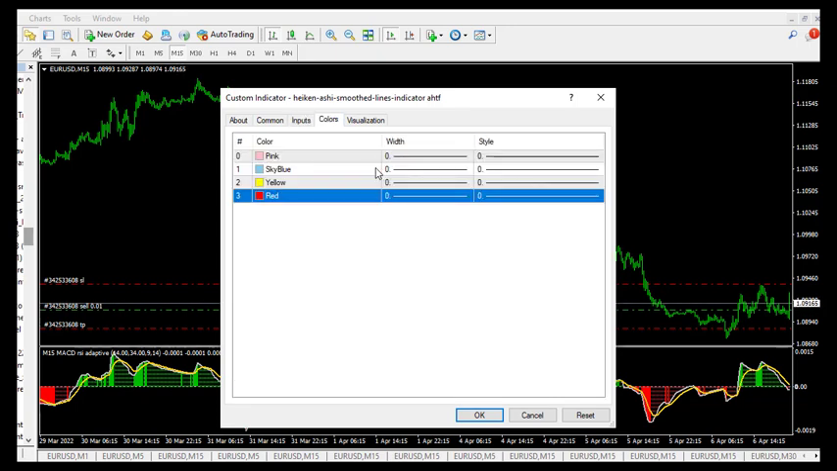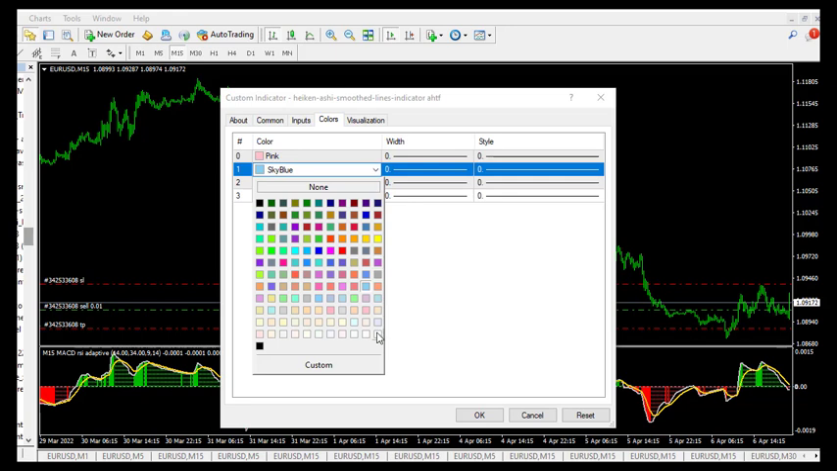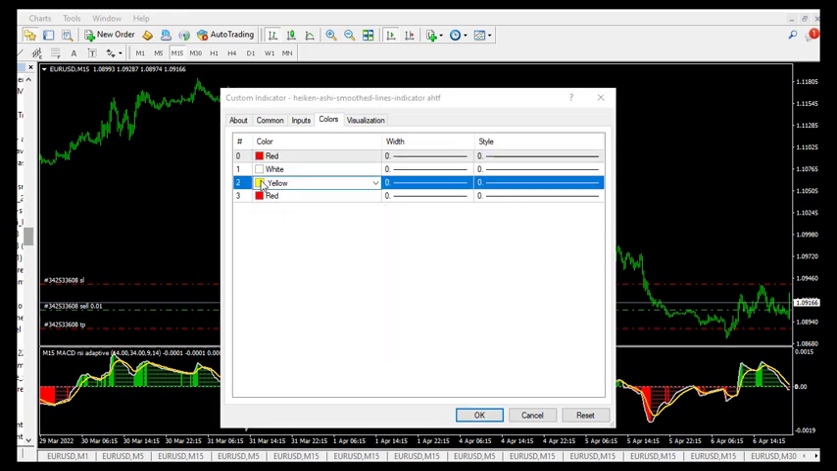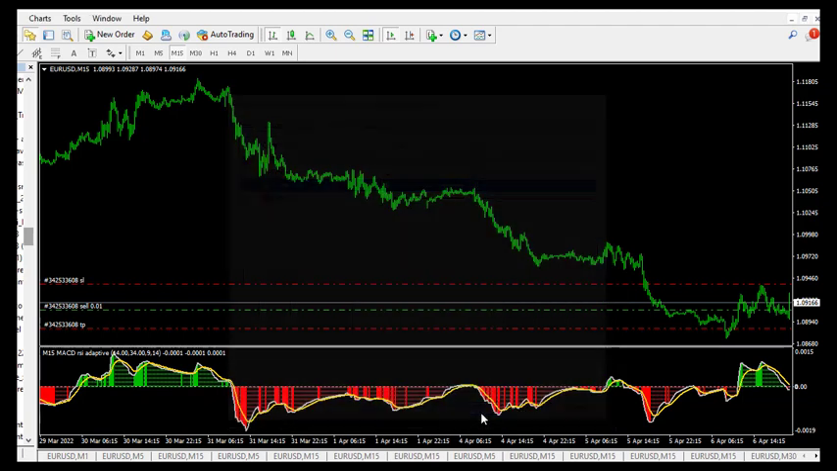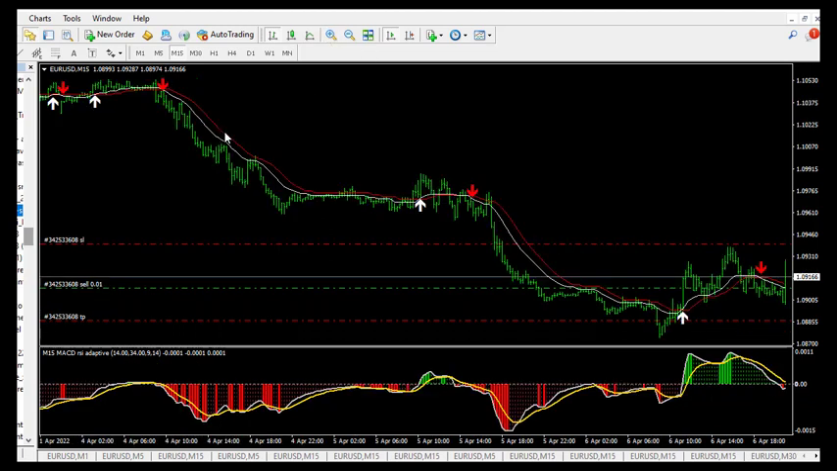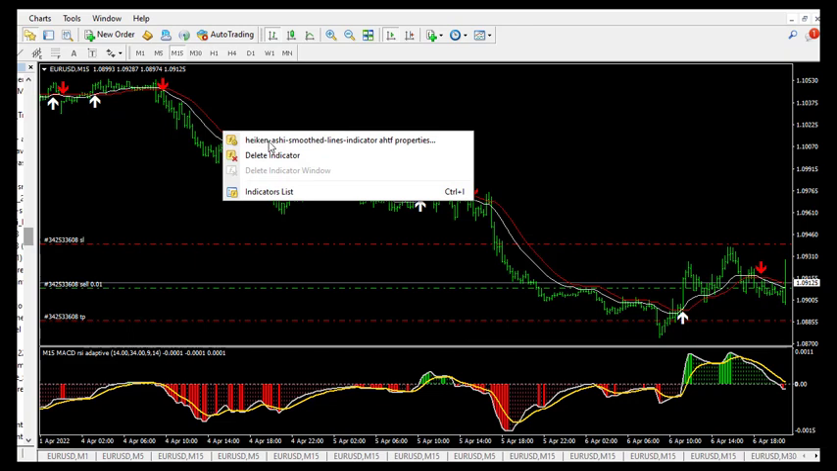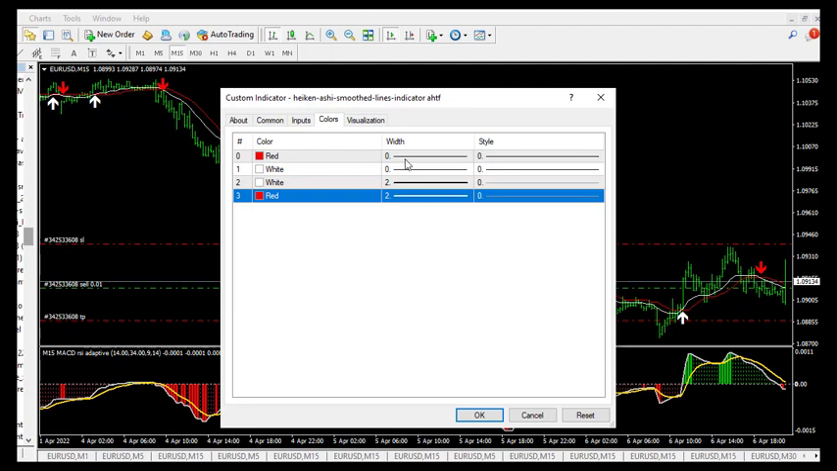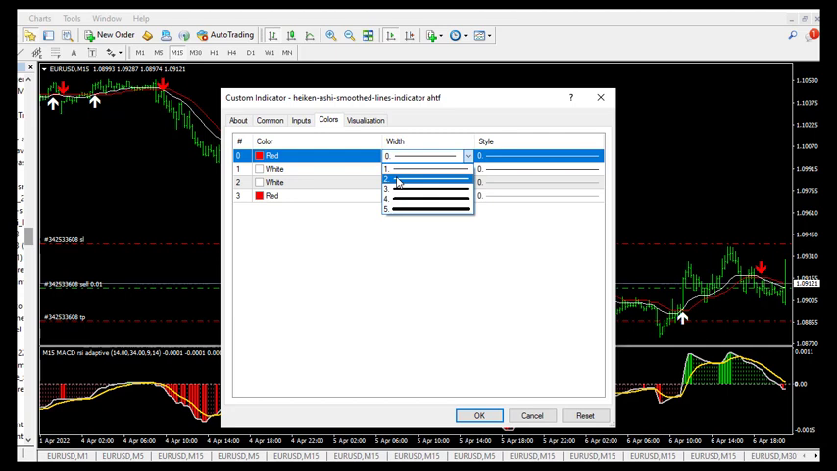And this color, I would like to change this to white, and this to red. I like to change this to white also. Okay, just click OK once you are done. And here is the strategy. Here is the indicator, but let me increase the width of this line so that I'll be able to see it clearly. I'll change this to 2 also.